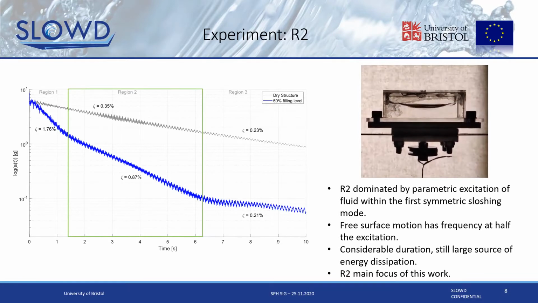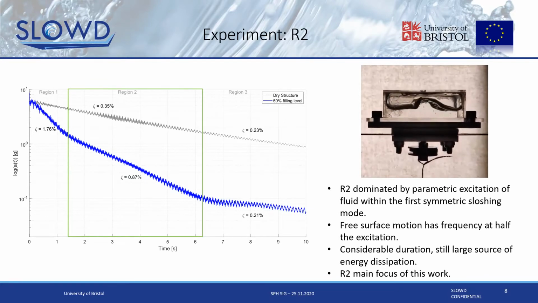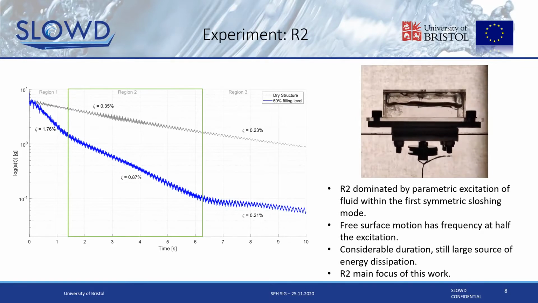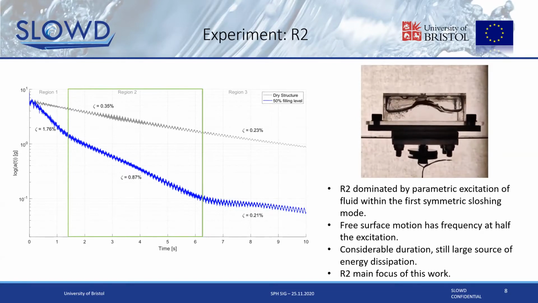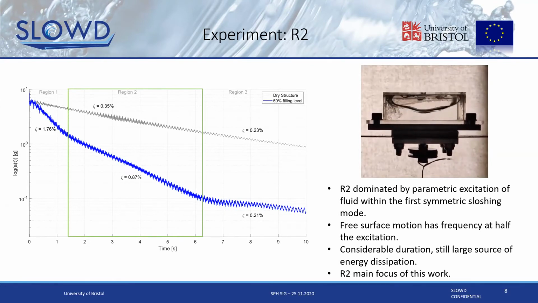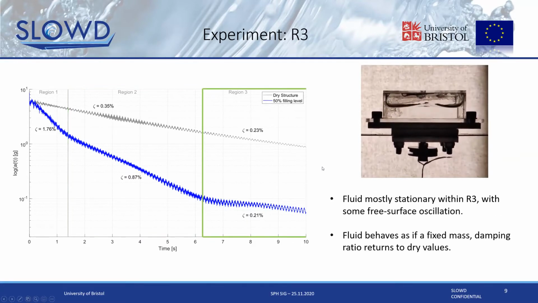So when you excite a fluid at a certain frequency, it's going to undergo these resonant mode shapes. What we see here is called the first symmetric sloshing mode, and the free surface should oscillate at half the excitation frequency. The amount of dissipation is less within this region because the dissipation is only from driving the fluid within one of its mode shapes. But it still has a relatively large time duration, up to 5 seconds within this R2 region. This is the main focus of our work, and the results I'm going to present. But as R2 eventually decays out, we then move into the R3 region.